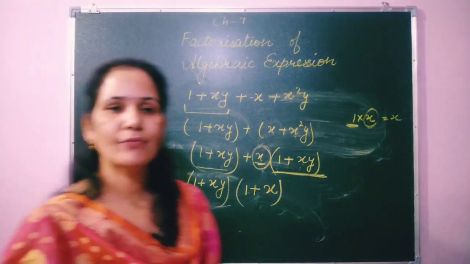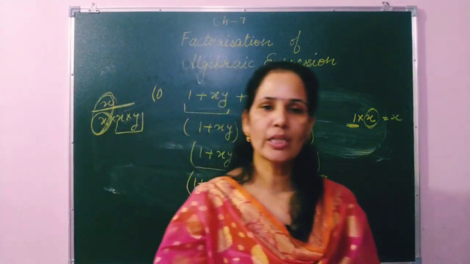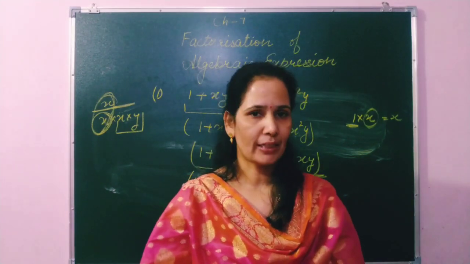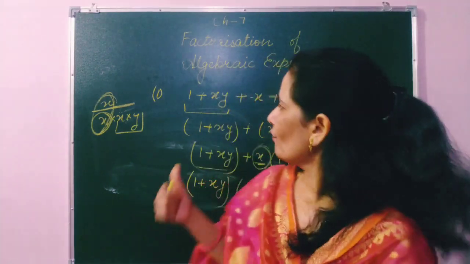So now we have discussed factorization by grouping. Today we have discussed three topics. First, how to find the factor of a monomial. Second, factors of an algebraic expression. And third, the factor by grouping.